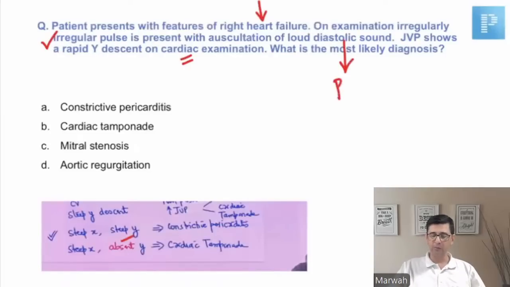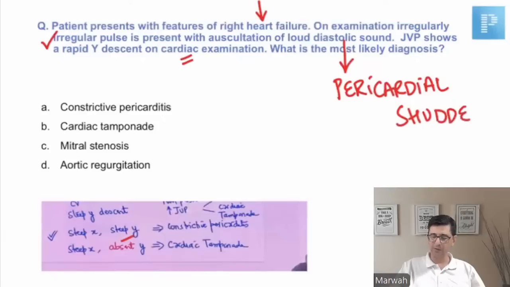And then this loud sound he's trying to describe, maybe he did not want to use the word pericardial shudder, but this is what I think the examiner was trying to say. Pericardial shudder is a diastolic finding. It's the blood hitting against the wall and then bouncing off. That is why the alternative terms are pericardial knock or pericardial shudder. So that would make the option constrictive pericarditis.